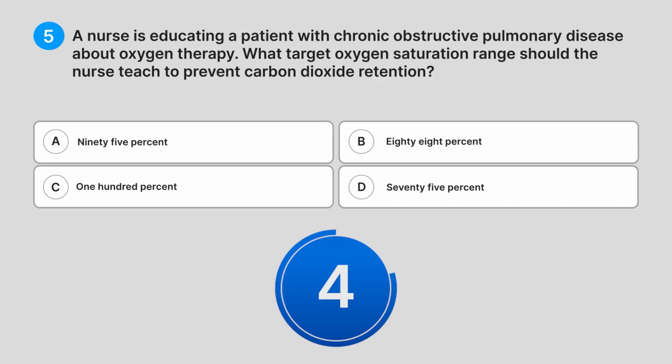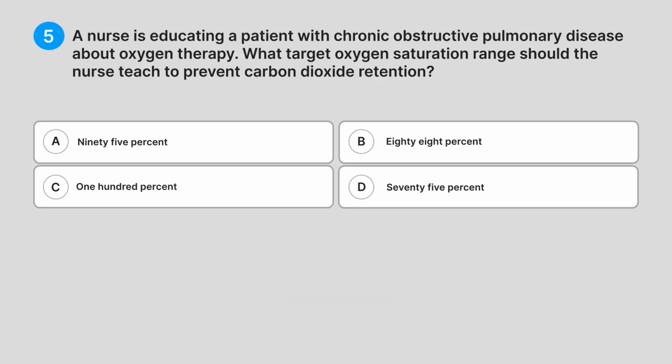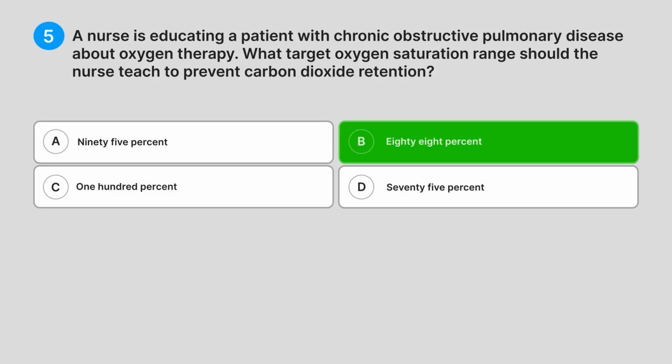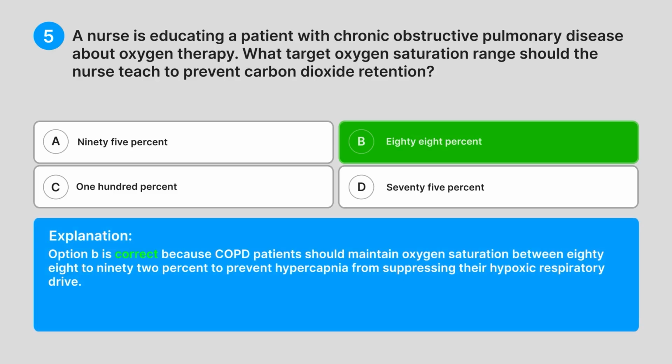Can you guess the answer? Correct answer. B. 88%. Explanation. Option B is correct because COPD patients should maintain oxygen saturation between 88 to 92% to prevent hypercapnia from suppressing their hypoxic respiratory drive.